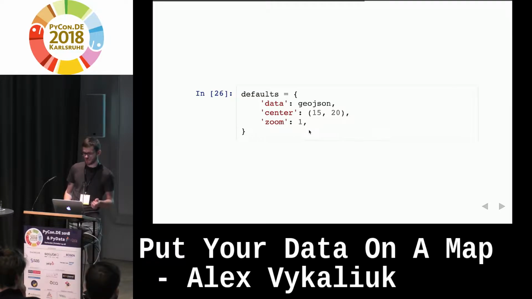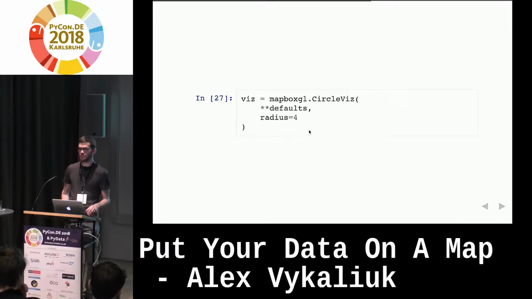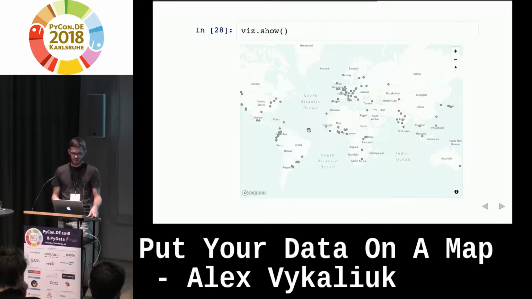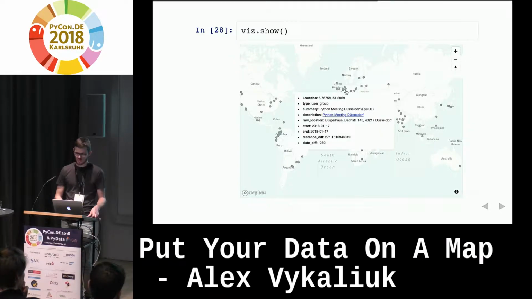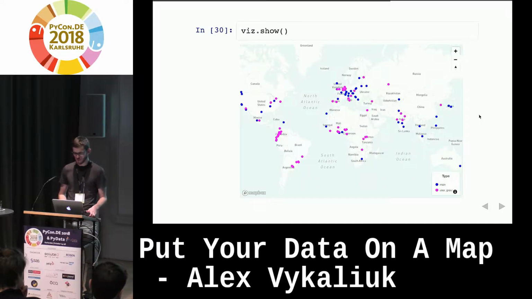We also use some defaults for our map. I will show you a few of them, and they will all use this data that we have in GeoJSON and centered around one point. So we will start with a simple circle visualization with a radius of 4 pixels. And you can see all those events, but even though we have these pop-ups, it's not informative enough. So we will use our first tool that I already told you about, color, and we will color them based on whether it's a main event like a conference we're at today, or a user group like, for example, the meetup that was yesterday evening.